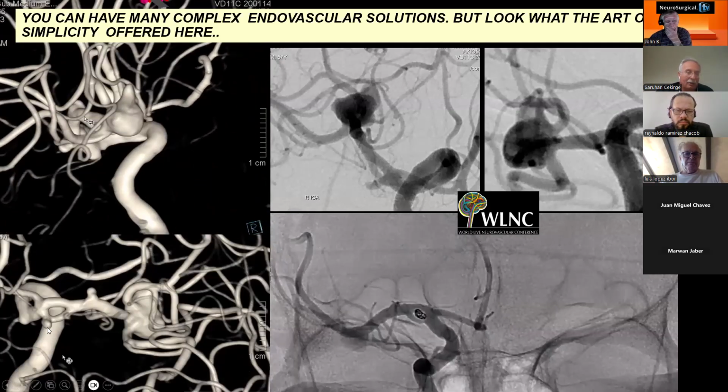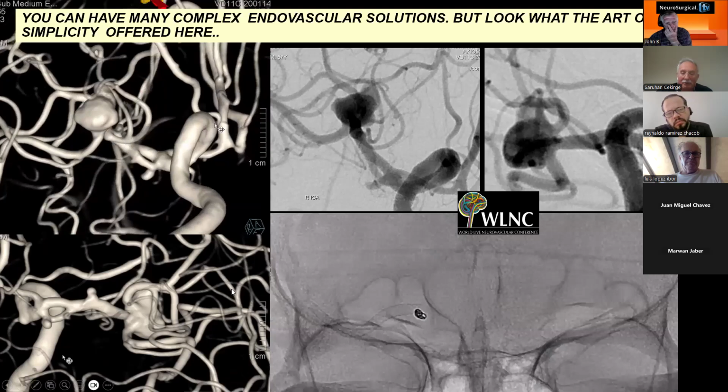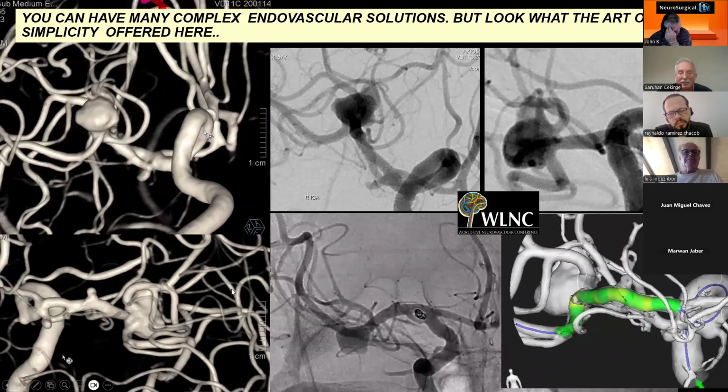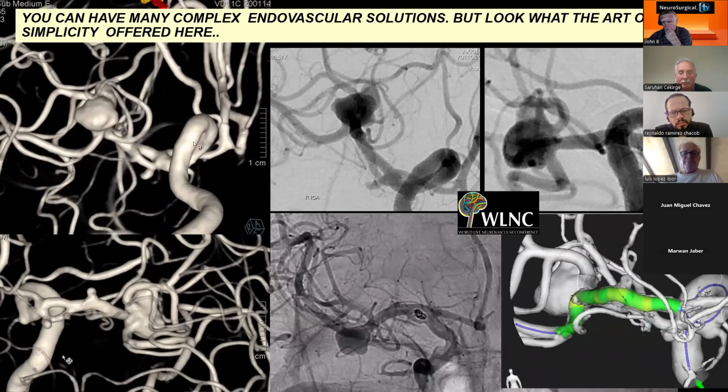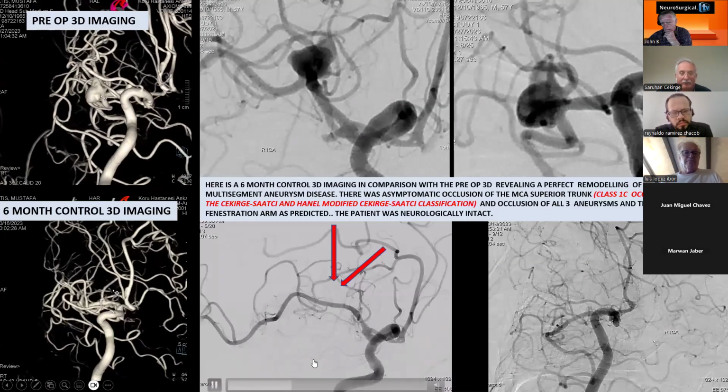That's what they did. And actually, Jivan and Işıl were doing the case. They decided to coil that inferior fenestration arm aneurysm. However, this was not even needed. They placed a long pipeline, you see, and you're going to see the result now. This is the video coming.